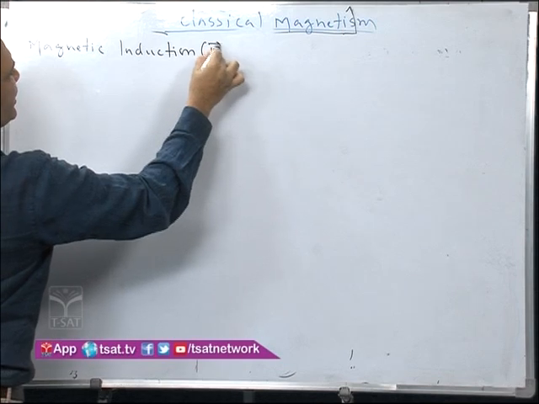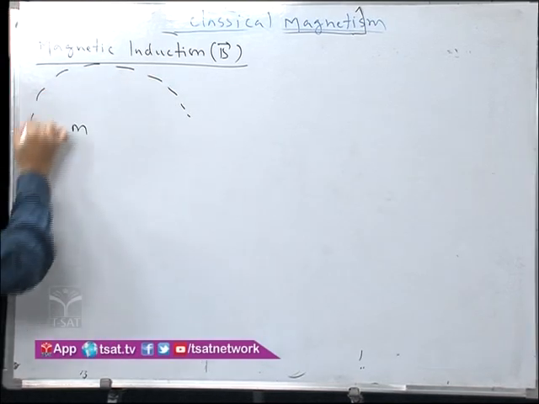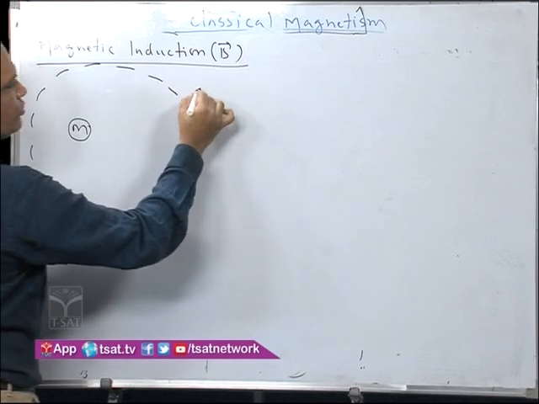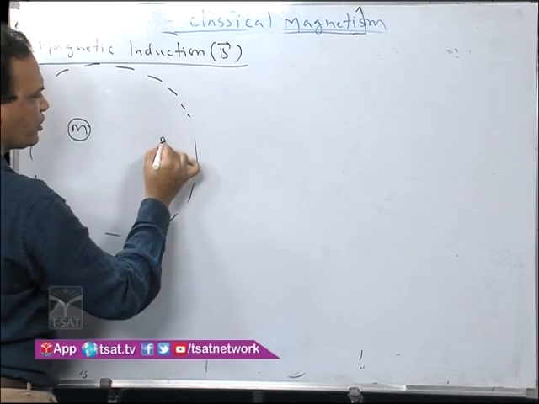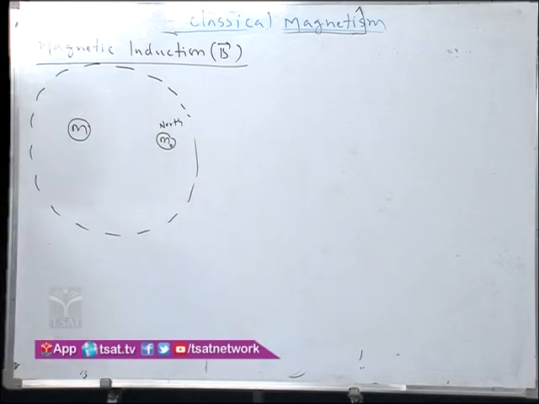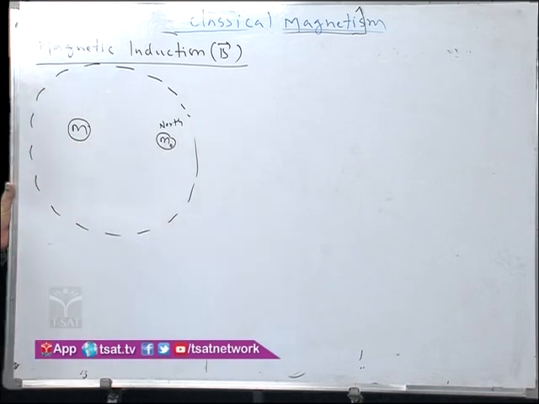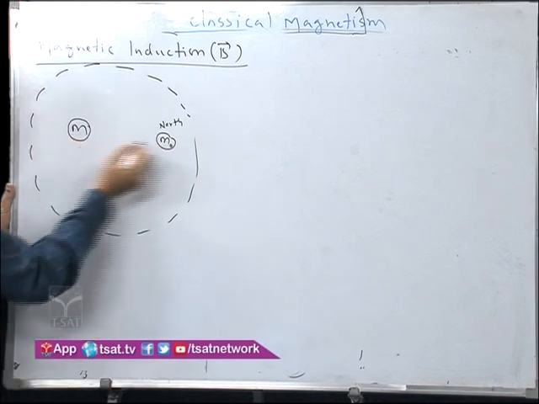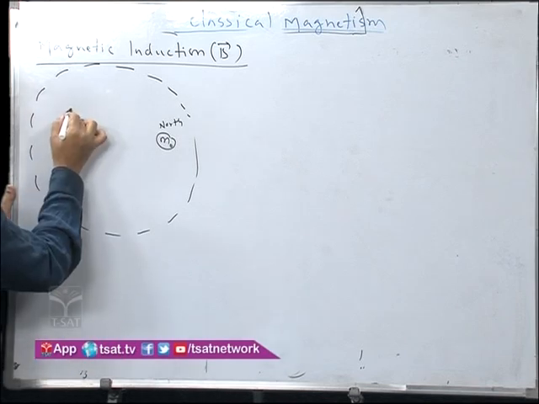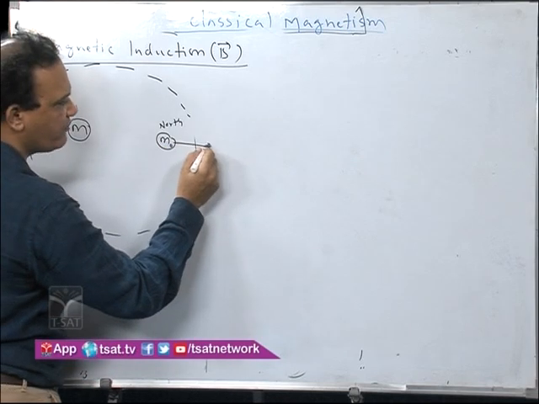It is denoted B. Due to a pole, a magnetic field is formed, right? Let us take this as a pole and a test pole. Take a test pole of pole strength m naught, a north pole, placed at this position at point P. Due to this pole, a force is experienced on this north pole. But what about the direction? It attracts or repels depending on this pole. Say this is a north pole, and this is also a north pole, then the unit north pole deflects away from this north pole.